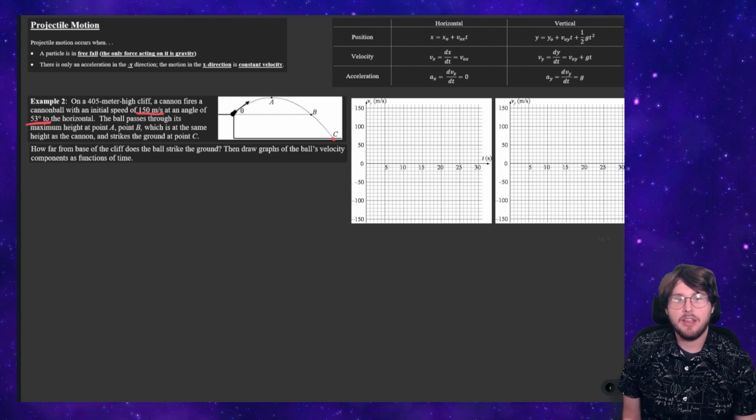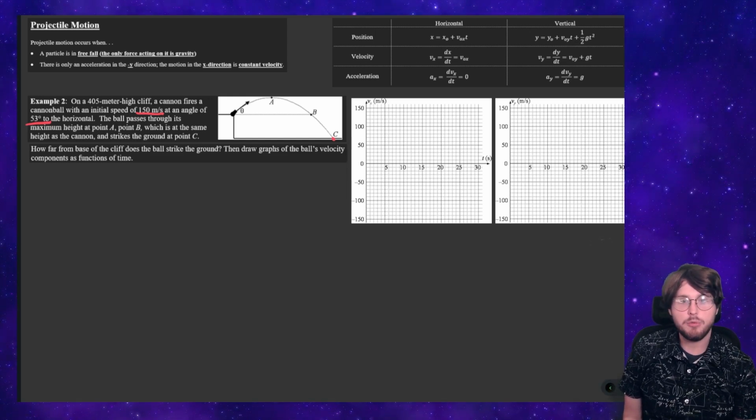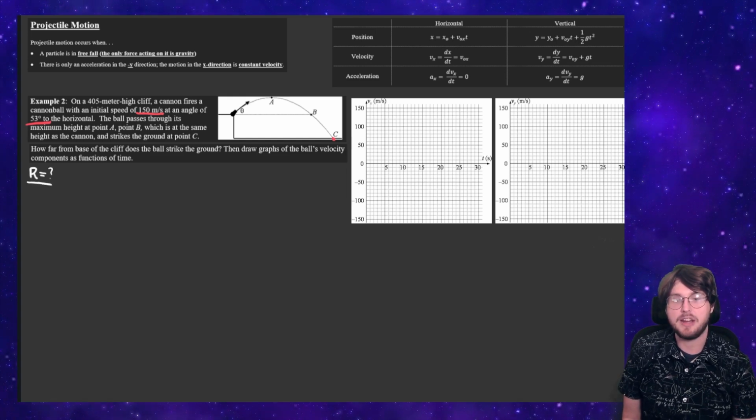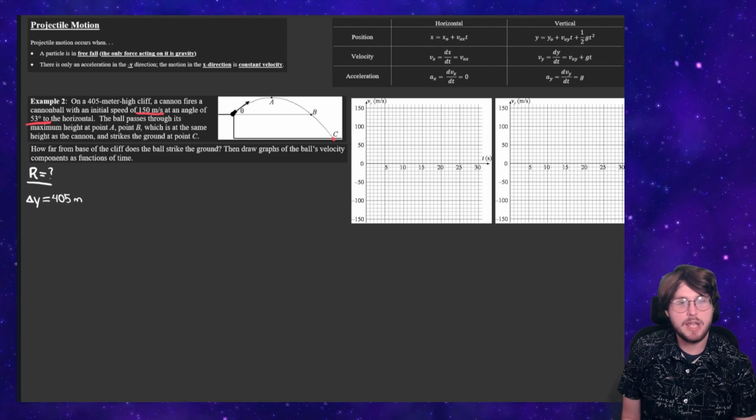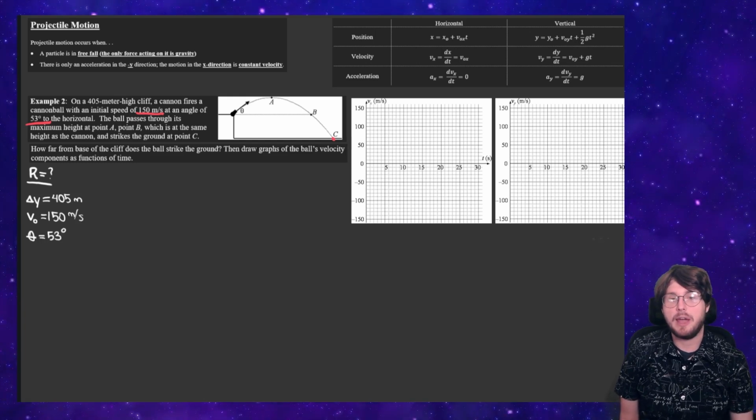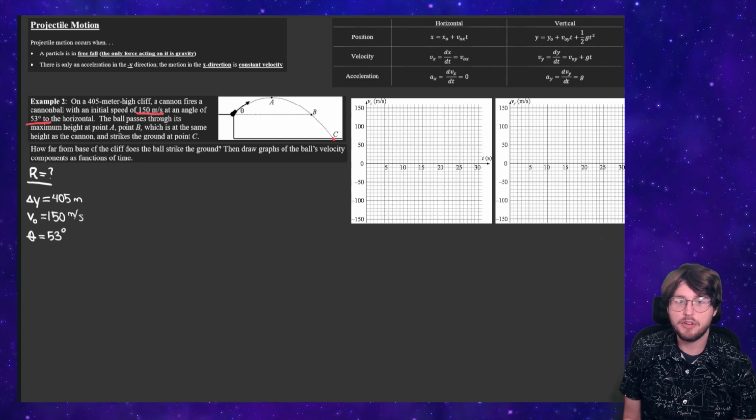All right. So first off, we'll go ahead and just write our actual objective here. We need to keep this in mind as we go through. And I'm going to write out the information that we have from the get-go. We have a total delta y of 405 meters. We have an initial velocity of 150 meters per second, and we have an angle of 53 degrees. Now, right off the bat, I would recommend, again, solving for the components of velocity right now, because odds are you are going to need them later, so it's helpful to just have them written out already.